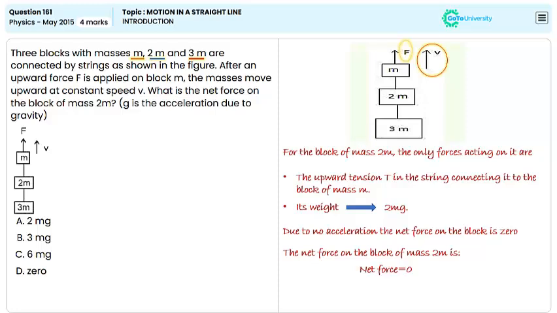Hence, the right answer is option D, 0. Options A, B and C are incorrect because they imply that the block of mass 2m would be experiencing a net force causing acceleration, which contradicts the constant speed condition. Only option D, 0, correctly reflects the equilibrium condition required by the problem.